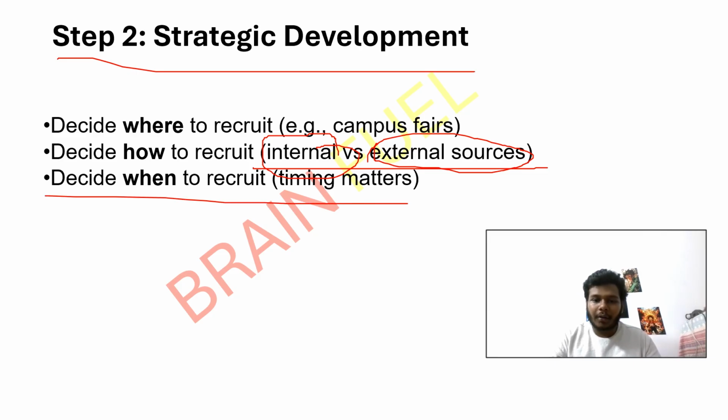Decide when to recruit. If there is a season, like if you want more employees in the months of November, December and January, you take that case. You have to notify them that whenever the interview has happened, we will only be able to make you join our company in the month of November, for these 3 months only.